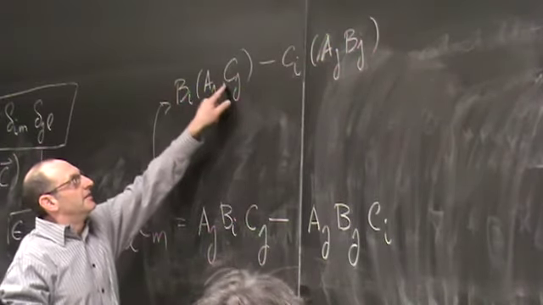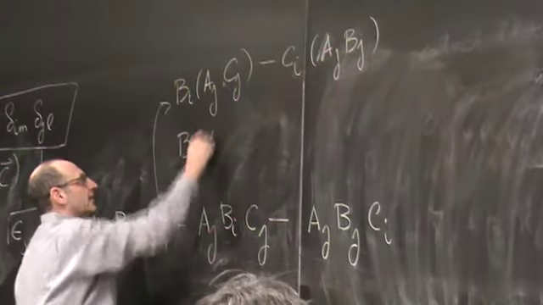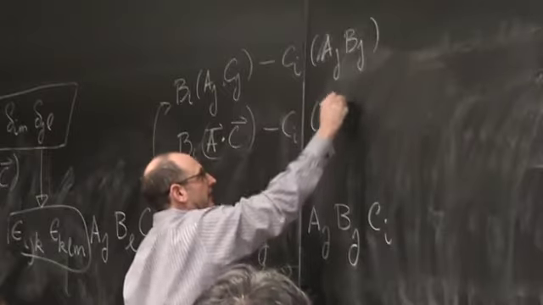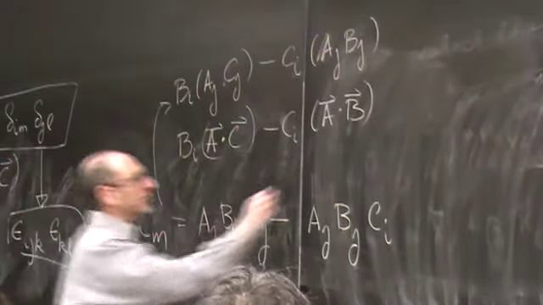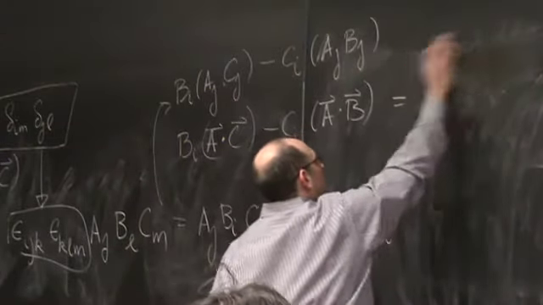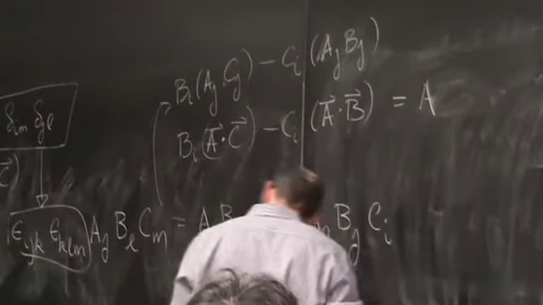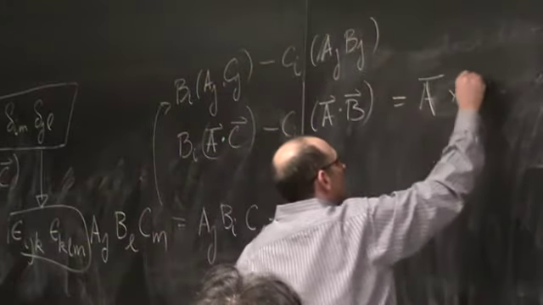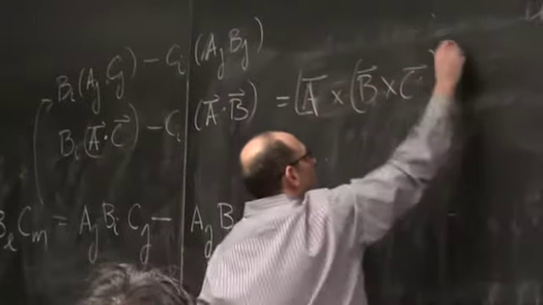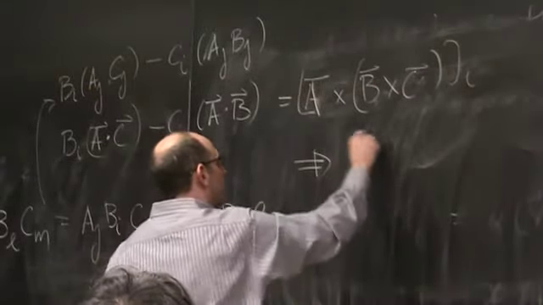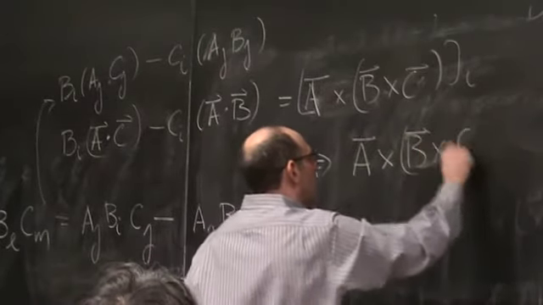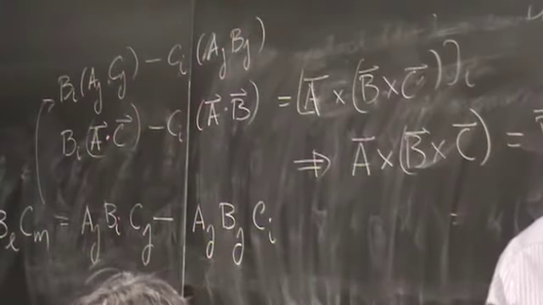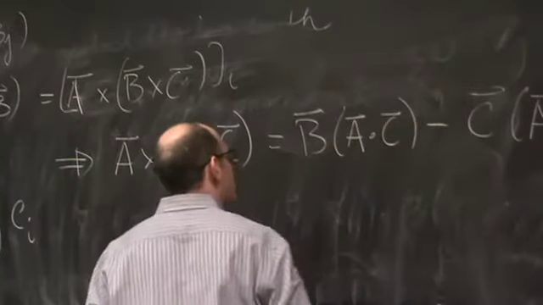And a_j c_j summed over j is nothing more than the dot product between A and C. And similarly, a_j b_j summed over j is the dot product between A and B, which is equal to the ith component of A cross B cross C. So what we've just derived is that A cross B cross C is B times the dot product between A and C, minus C times the dot product between A and B, or the famous BAC minus CAB rule.